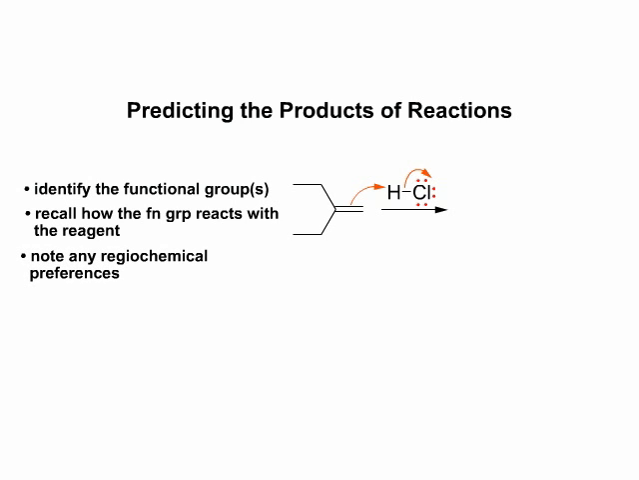Regiochemistry often plays a role in organic reactions. Regiochemistry refers to the direction of bond making or bond breaking in a reaction. A reaction that favors one direction over another is called a regioselective reaction. In this reaction, the new bond to hydrogen can be formed at either carbon of the alkene. The two possibilities are shown here.